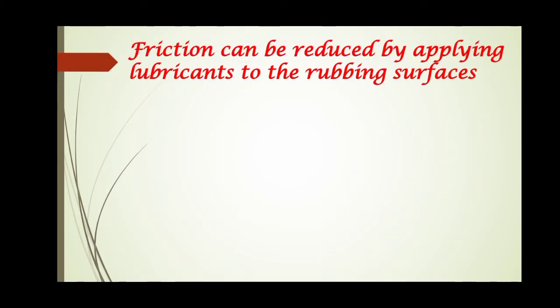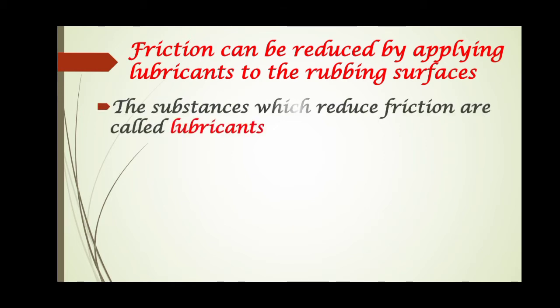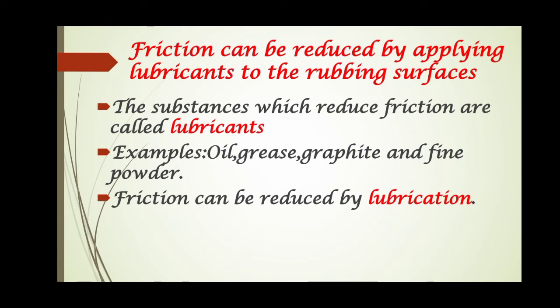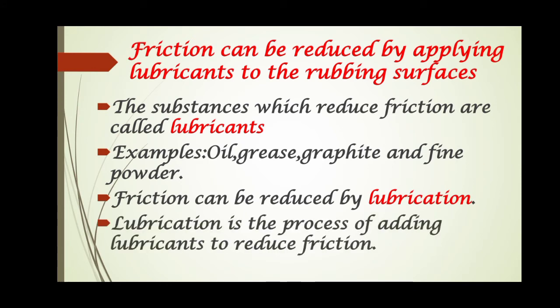Friction can be reduced by applying lubricants to rubbing surfaces. What are lubricants? The substances which reduce friction are called lubricants. Examples: oil, grease, graphite, and fine powder. Friction can be reduced by lubrication. Lubrication is the process of adding lubricants to reduce friction.